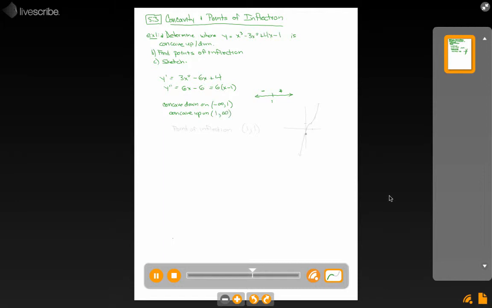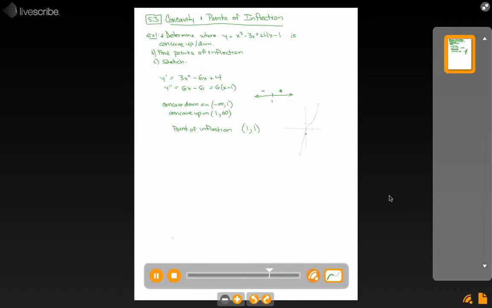So given that the concavity does change at x equals 1, we have a point of inflection. So our point of inflection is at 1 comma something. Now I have to put the 1 into the original function to say, what does that equal? So 1 minus 3 is negative 2, plus 4 is 2, minus 1 is 1, and we have a point at 1 comma 1 that is a point of inflection.